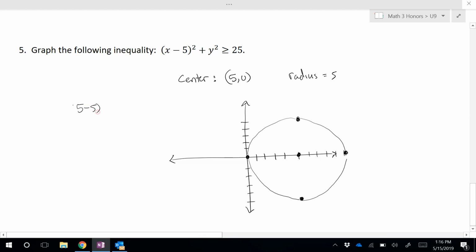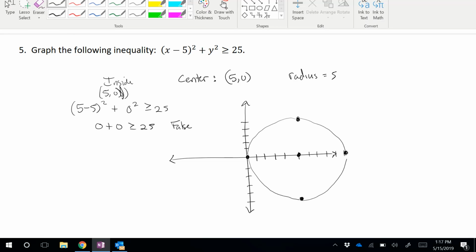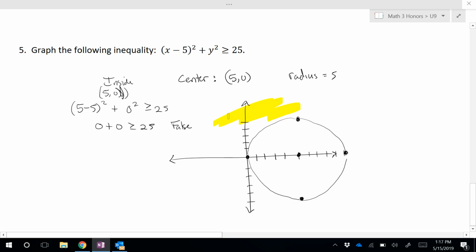I get 5 minus 5 squared plus 0 squared is greater than or equal to 25. And this is 0 plus 0 is greater than or equal to 25. Is that a true statement or false statement? Who said true? Is that you, Michael? Okay, that's false. So I picked a point inside the circle. Okay, I picked 5, 0, which came from inside the circle, and it came out false. So where should I shade? So shading everything on the outside.